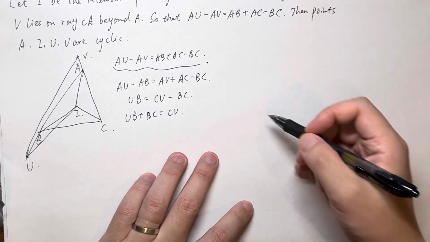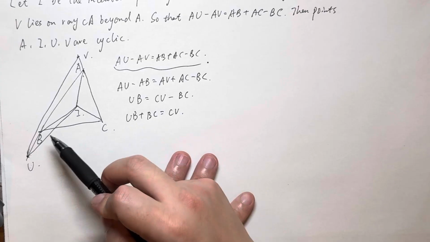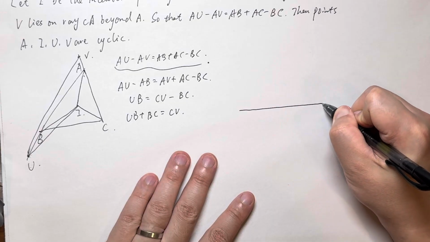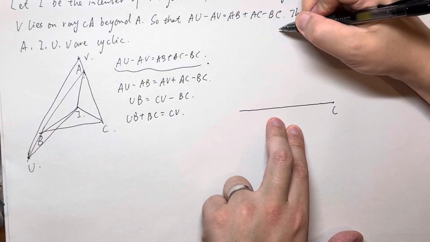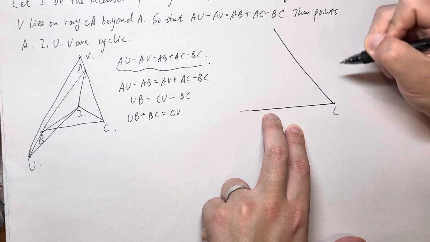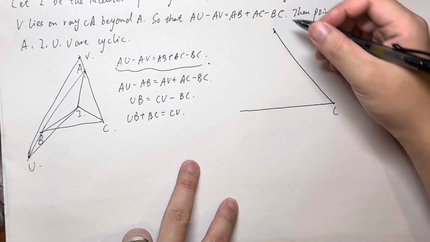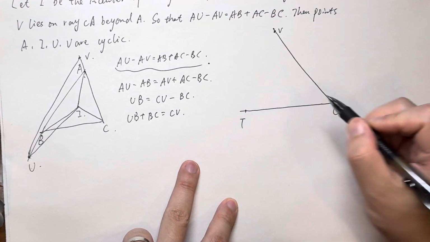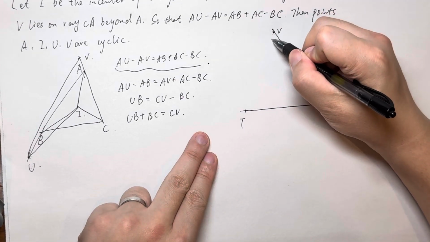So if I draw the figure, I would like to start with a point C here, because we already know that UB plus BC equals CV. So I can start drawing, using C as a center and choosing an arbitrary radius. This point, let's call it V. This point, let's call it T, right? We have CT equals CV. Then we connect VT.